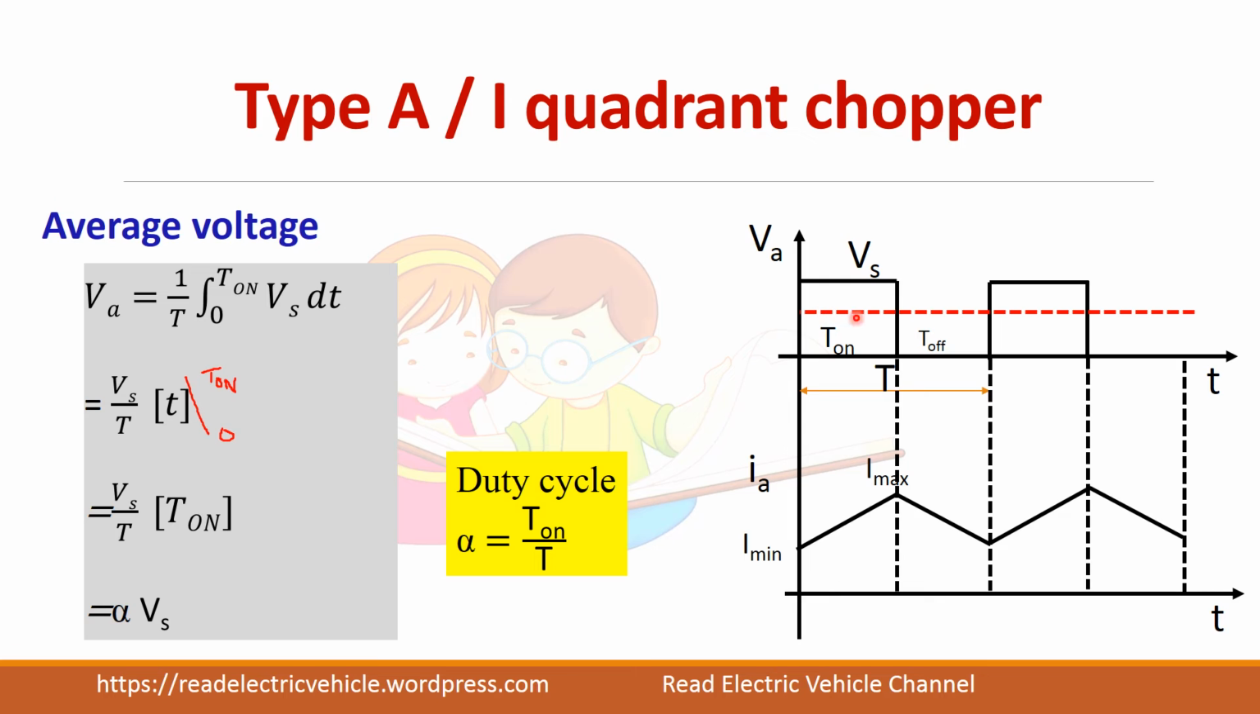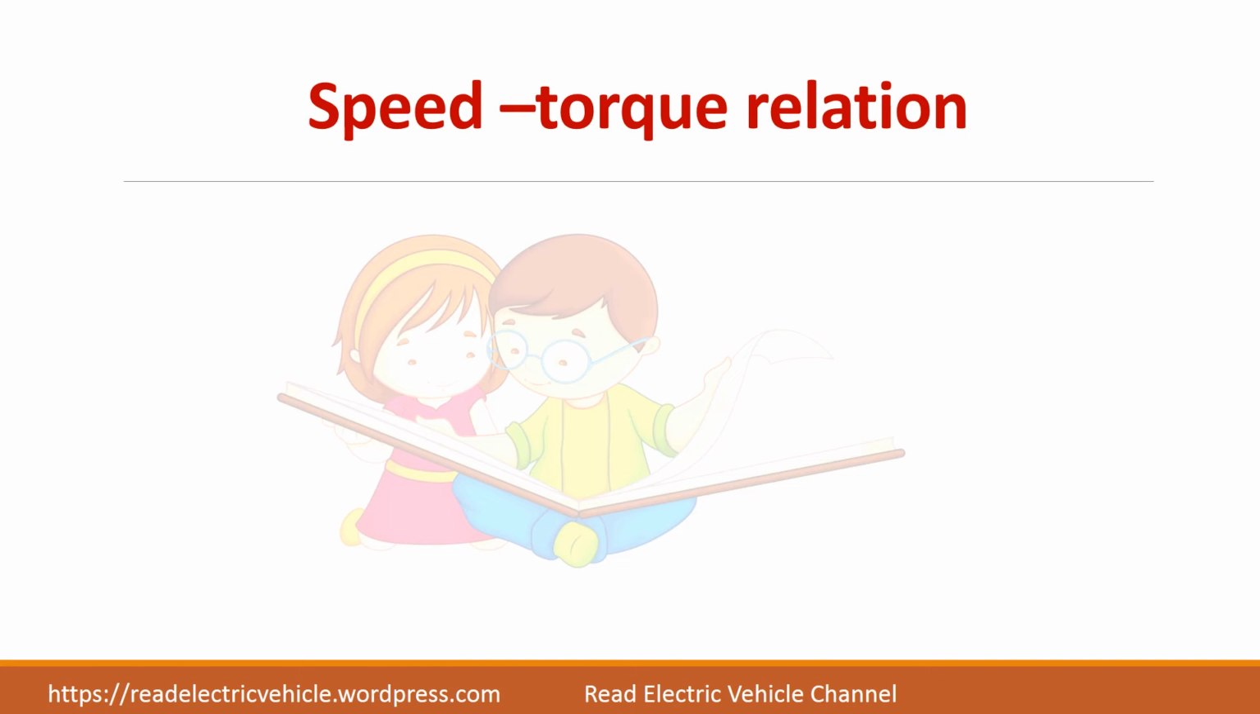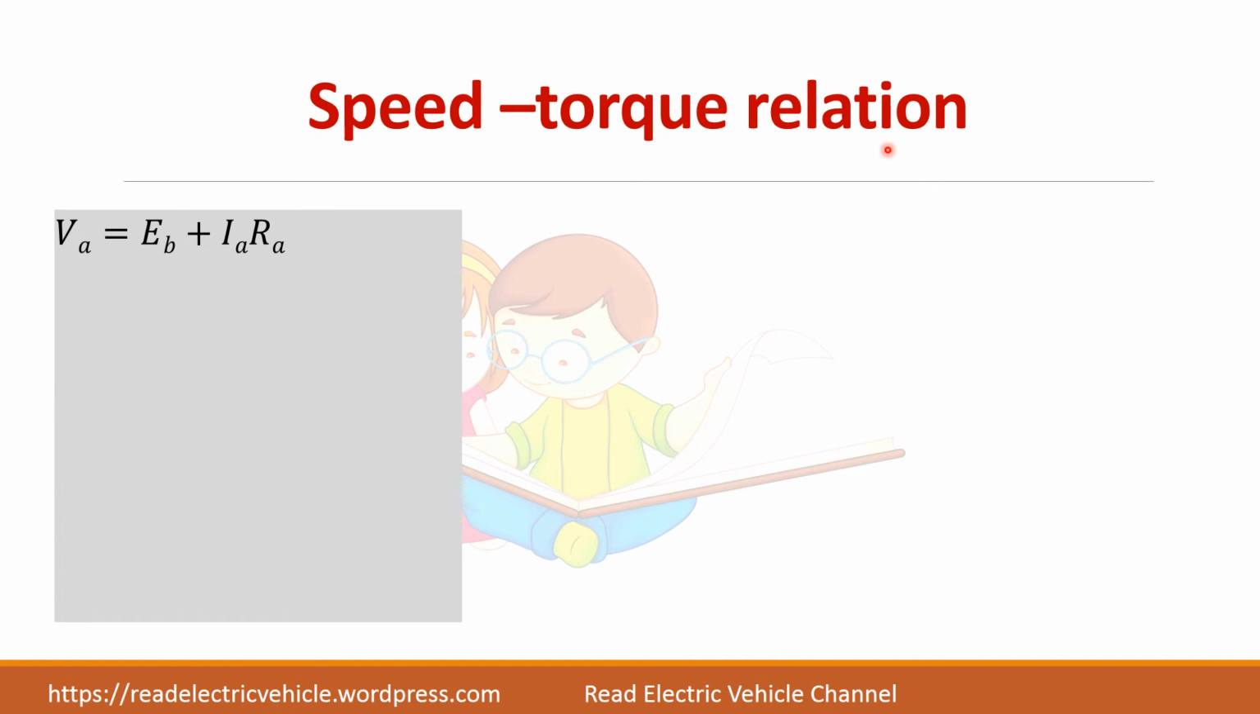So this is the average voltage. This red color line is the average voltage. Next we will derive the speed torque equation. Again, I am telling you, it is similar to the phase control rectifier fed drive.